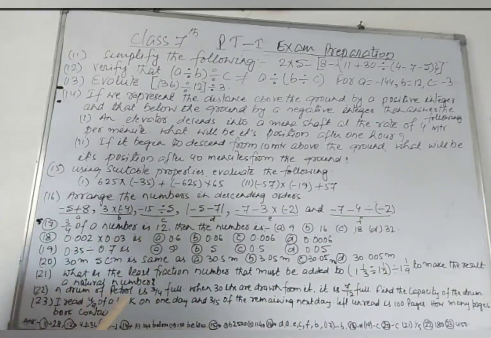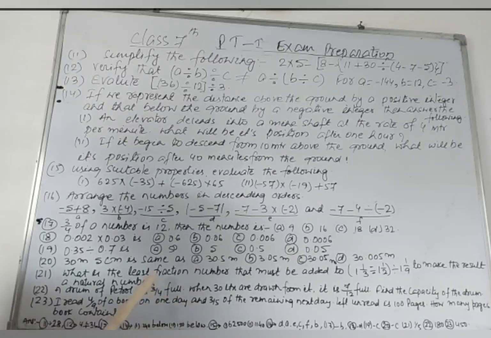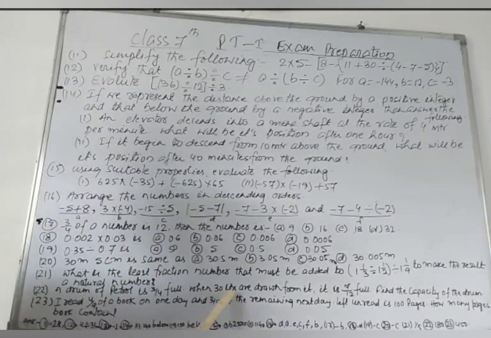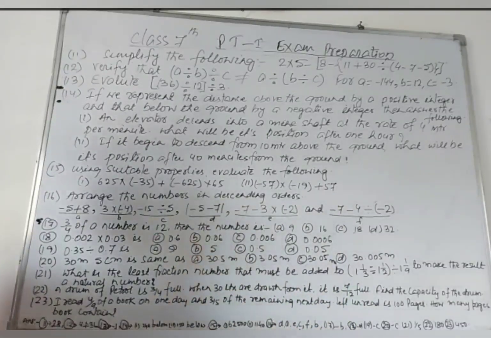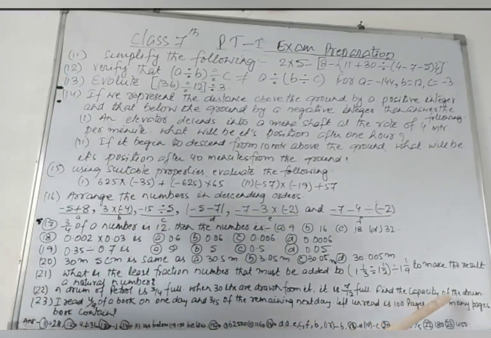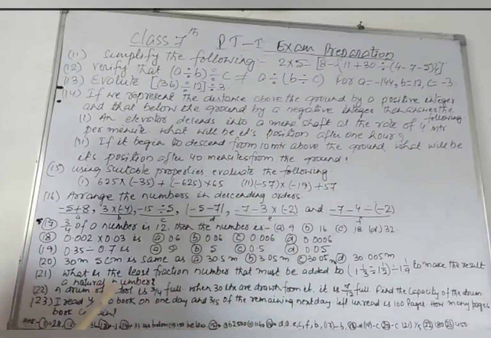Okay. A drum of petrol is three-fourths full. Petrol is already only three-fourths full, not full. When 30 liters are drawn from it, it is 7 by 12 full. Okay? Then find the capacity of the drum. Use the brain a little bit, it is a little bit tricky.